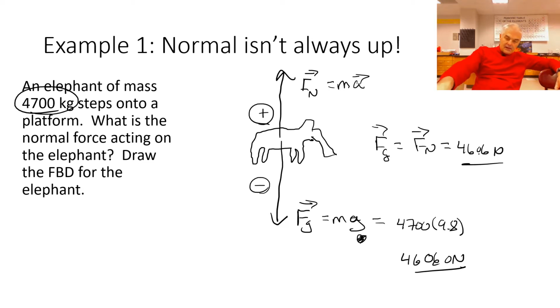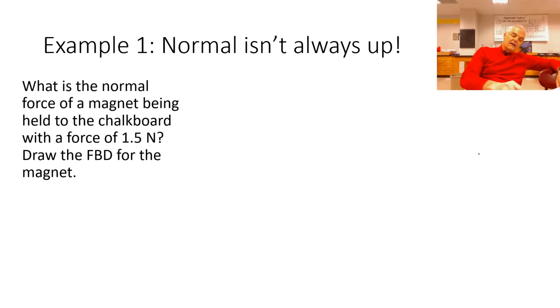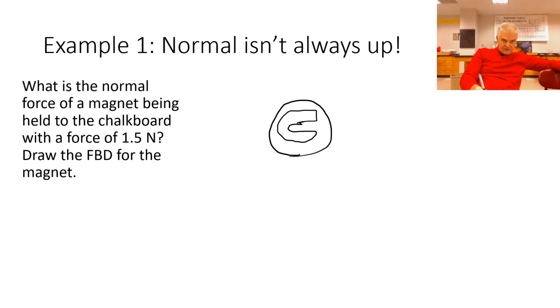That's the easy one, all right? Let's now talk about how that might work, not just up and down. So now we have a magnet being held on a chalkboard with a force of 1.5 newtons. So we've got a magnet here. All right, that's my magnet, and I'm sticking with it. Now, we'll just put a circle around the magnet so it's easier to think of it as a unit. Now, this is with the chalkboard, if you will, on its side.